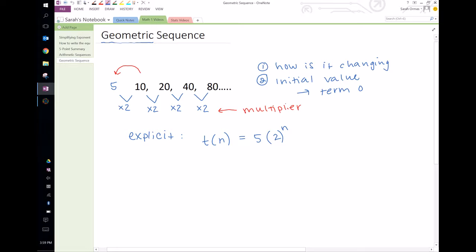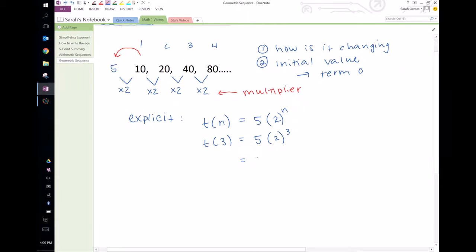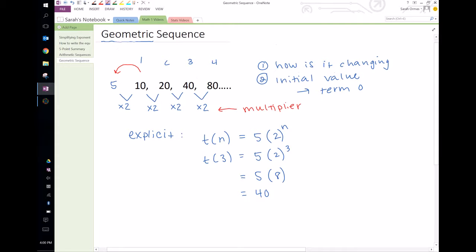So here's how this works. Let's test. This is term number 1, term number 2, term number 3, and term number 4. Okay, let's use term number 3. So if I were trying to find the value of term number 3, then I can plug in a 3 right here. Term number 3 should be equal to 5 times 2 raised to the 3rd. Okay, let's see if it is. So 5, 2 cubed is 8. So I'm saying term number 3 should be 40. It is. Okay, so our equation is good.